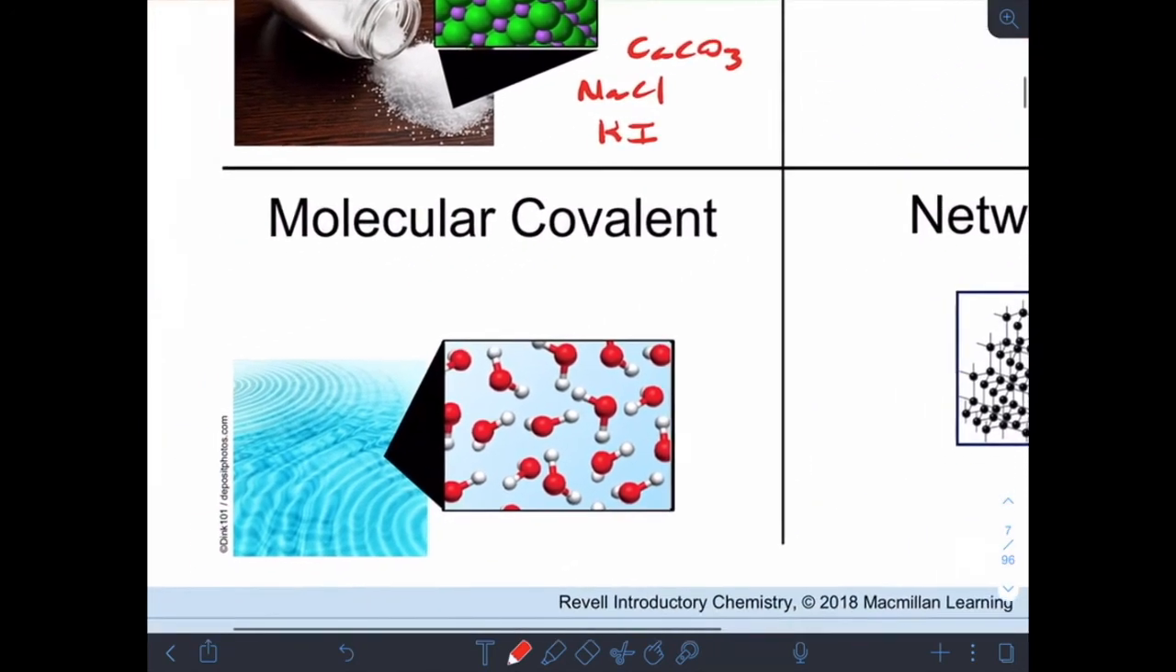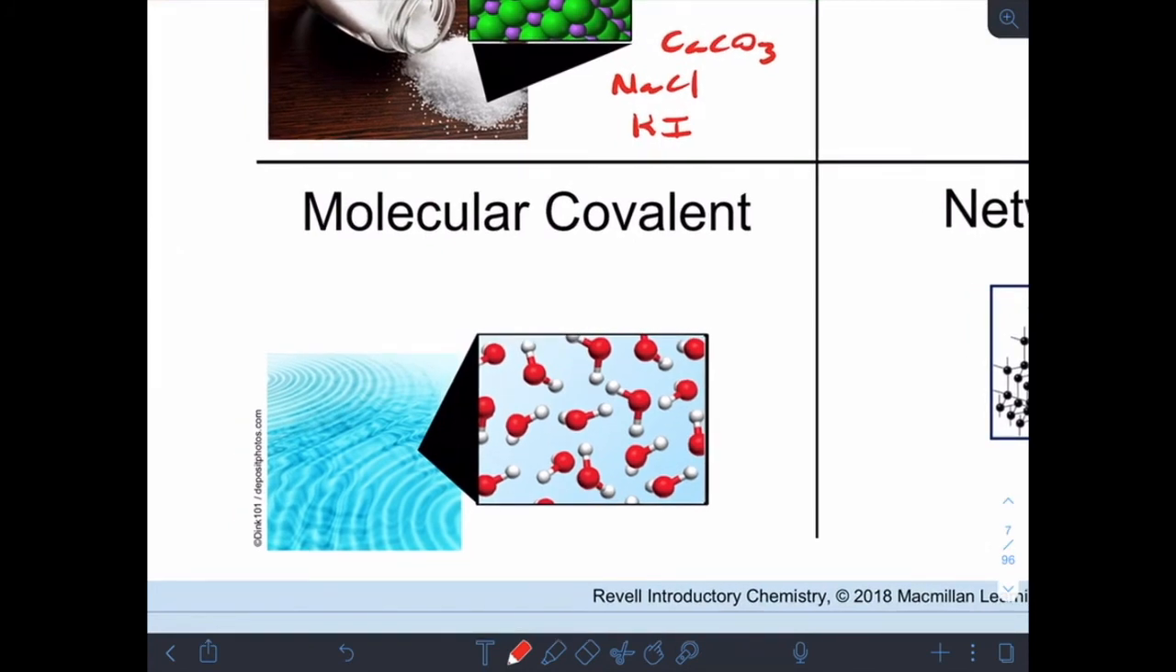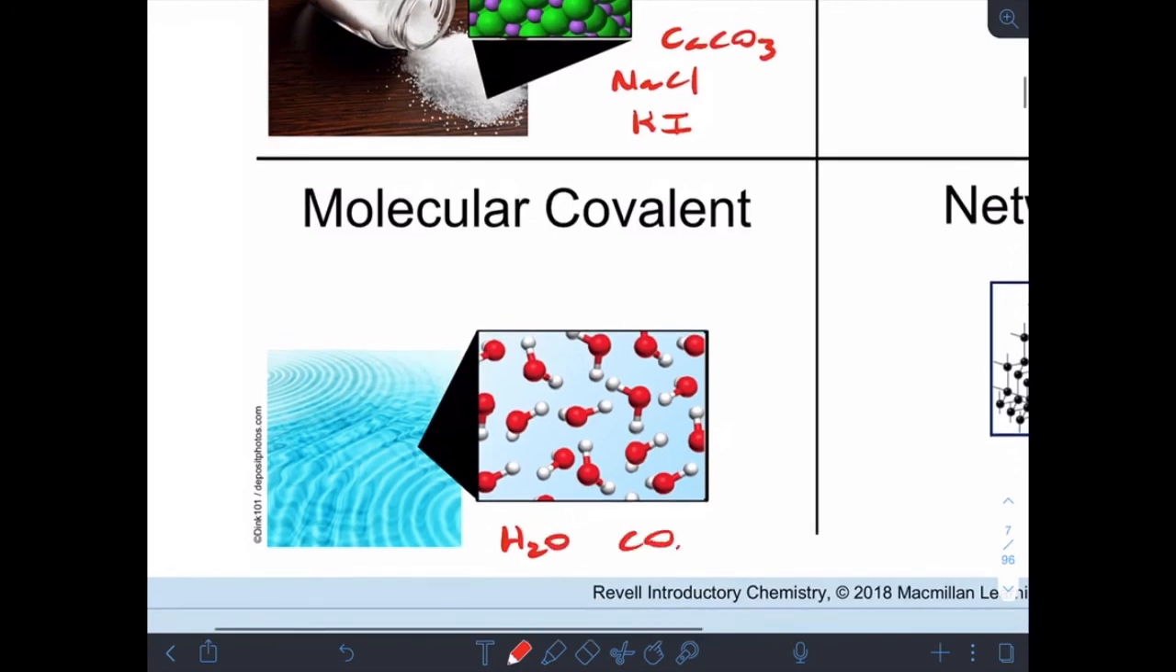So let's come down here to the molecular covalent, right? And remember, molecular is when we bond only nonmetals, right? So things like H2O or carbon dioxide. Okay? So only nonmetals count for molecular, right? And molecular covalent is the bonding of two or more nonmetals.